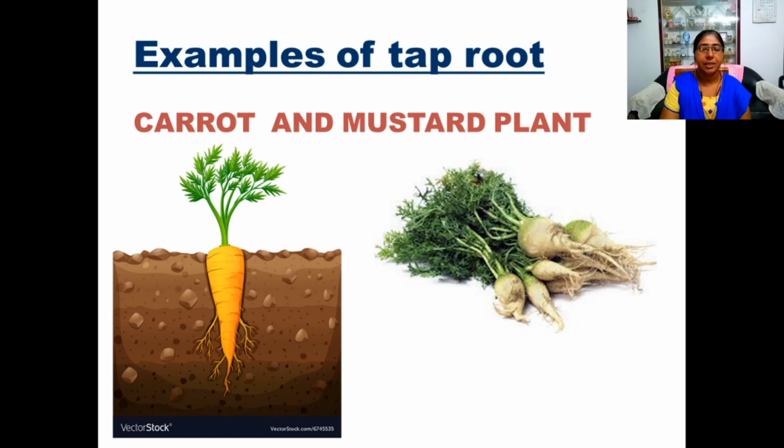Look here. In this figure, you can see a carrot plant. It is growing, main root growing downwards and smaller roots arising either side of the main root. Here also, mustard plants also same way you can see that one long root growing downwards and smaller roots growing either side of this main root. This type of root system you can see in carrot and mustard plant.